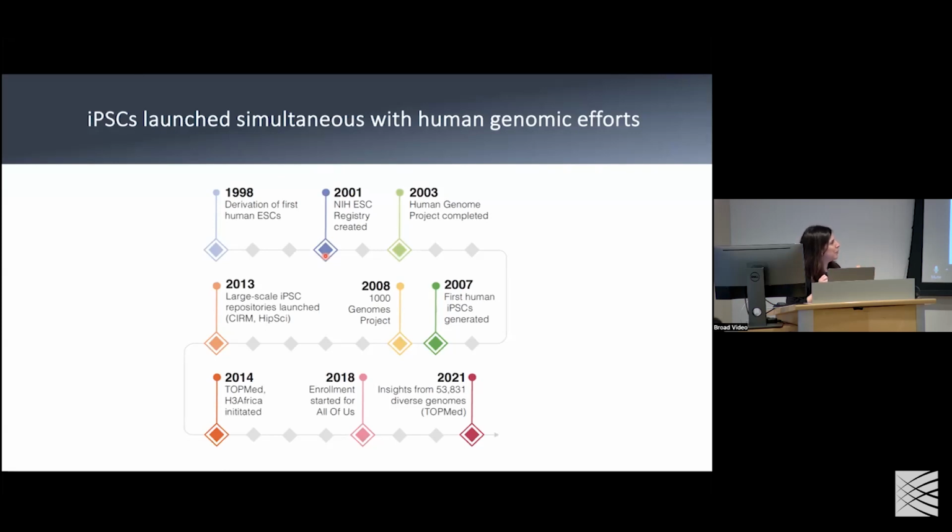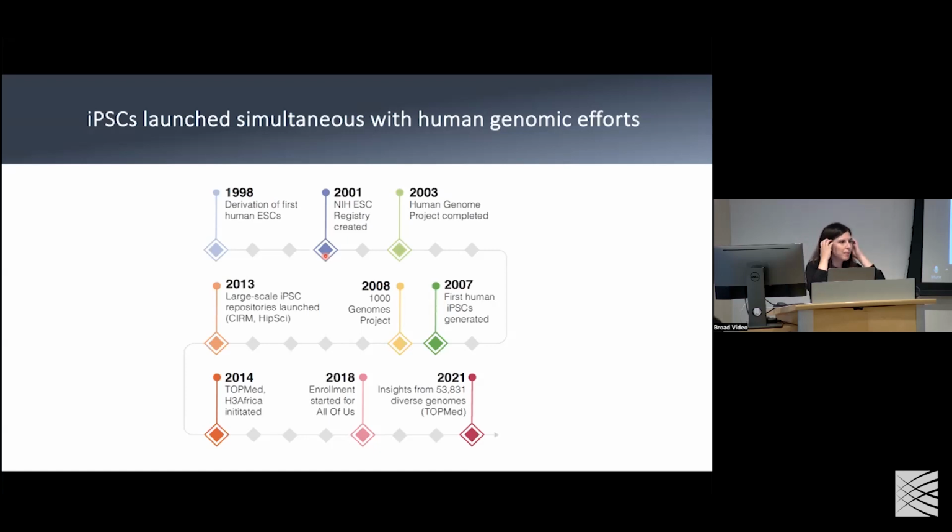Then after that, the first human induced pluripotent stem cell was generated. The next thing is that the 1000 Genomes Project was completed in 2008. A few years later, large-scale iPSC repositories were launched. And then again, the year after that, large-scale genetic studies such as PubMed, H3Africa were initiated. Enrollment started for All of Us in 2018, and so on and so forth.